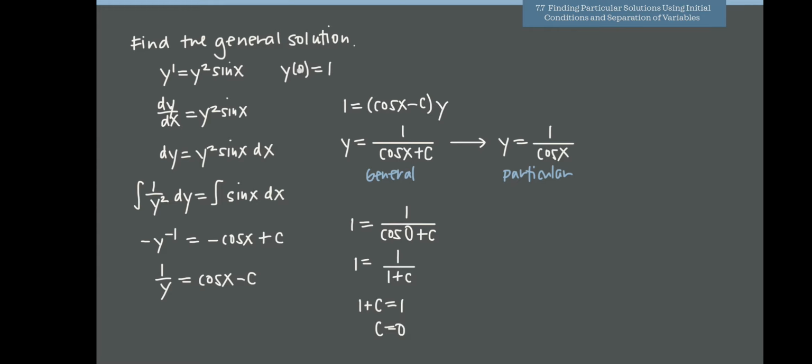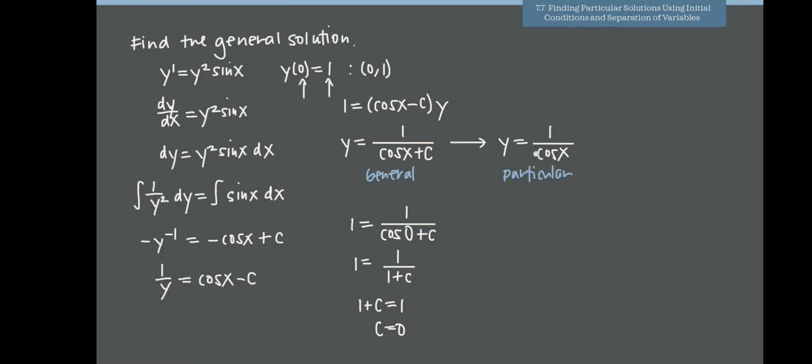But once we have this initial condition, then we're saying we want the single solution from this general family here that passes through the exact point 0, 1, right? This is x equals 0 right here and y equals 1. So this is the ordered pair here, 0, 1. So we're looking for the particular solution that passes through 0, 1.